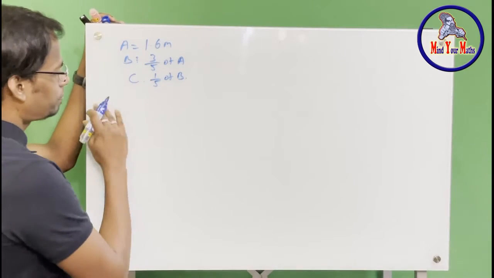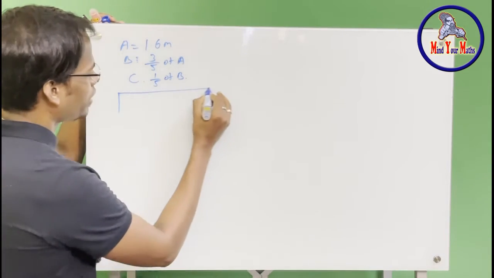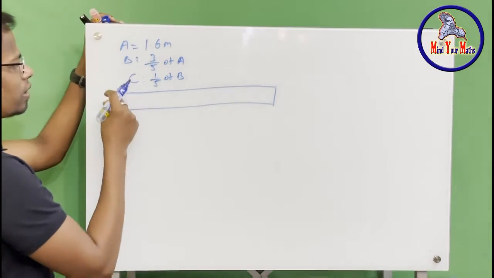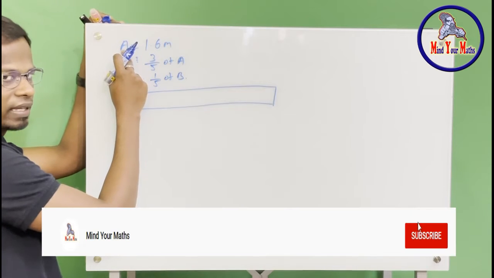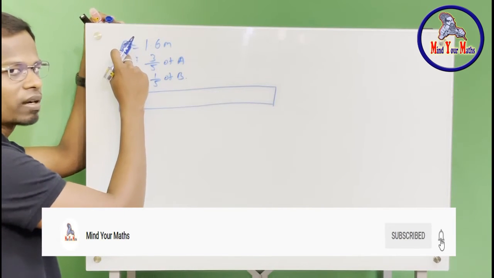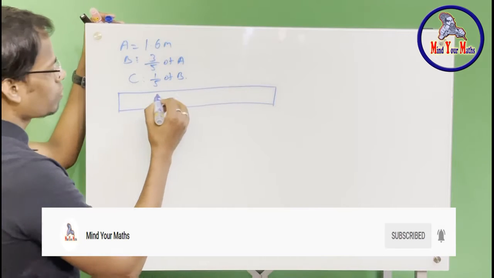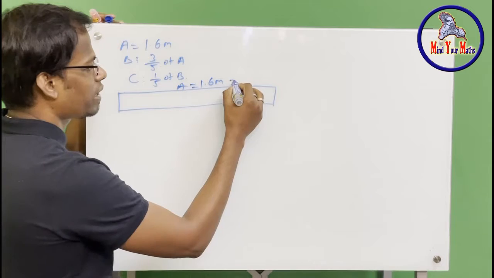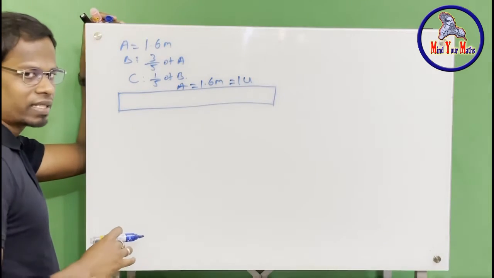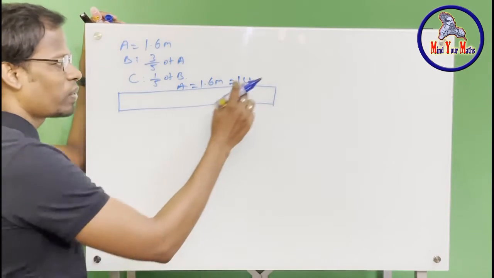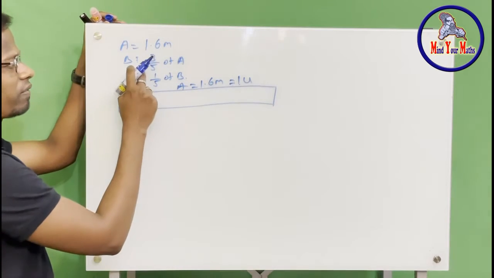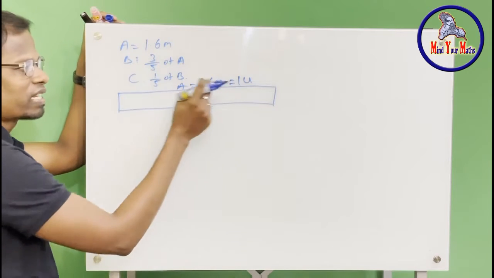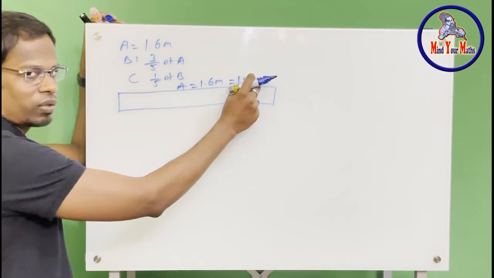So now let's draw one unit of A, because everything is based on A, right? The comparison is always based on A. So this one is A. A is equal to 1.6 meters. Let's take that as one unit. Why are we taking it as one unit? Because everything further is based on the fractions, right? So that's why we are taking it as one unit.